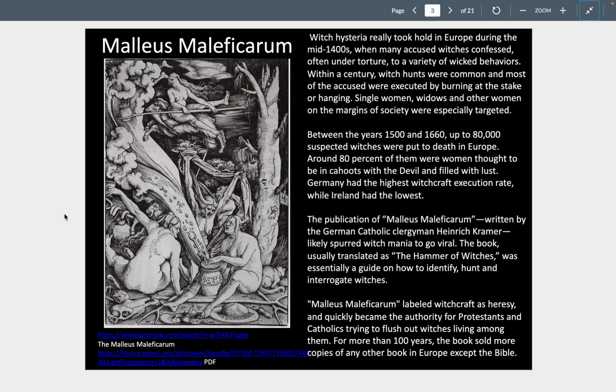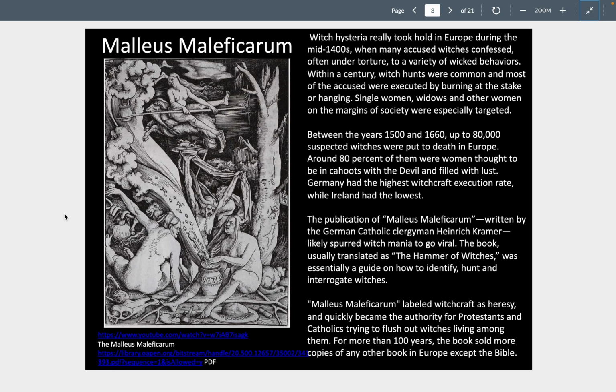The Malleus Maleficarum is, I almost said the Bible. It is the book in terms of understanding how our conception of witches are formed, from a German Catholic named Heinrich Kramer. He probably, through his book, is the reason that the witch mania ends up being what it is.